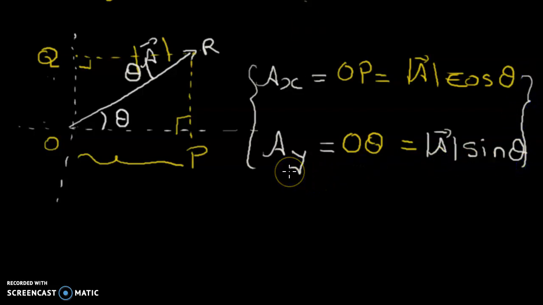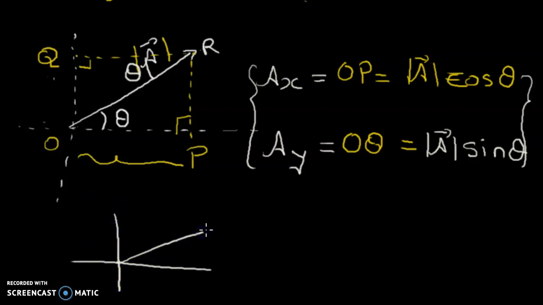So thereby I resolve the vector A, whose length is OR or A magnitude, into x-axis and y-axis. So resolution of vector is actually the projection of vector into the x-axis and y-axis. And you might be wondering, what do you mean by projection?